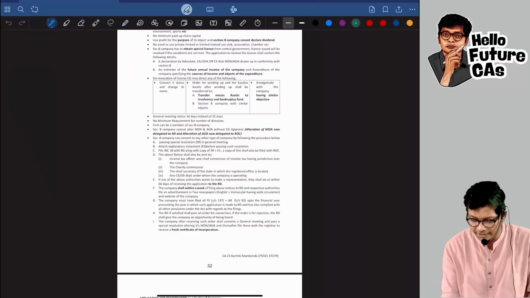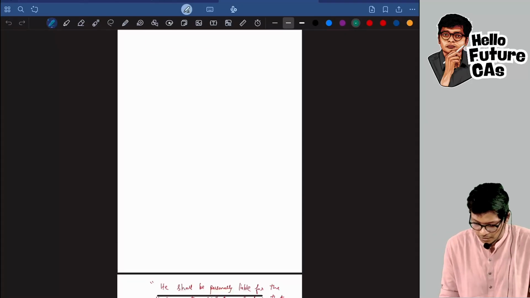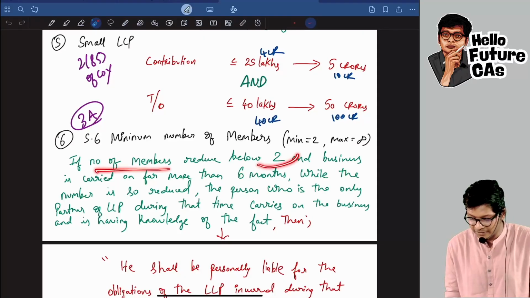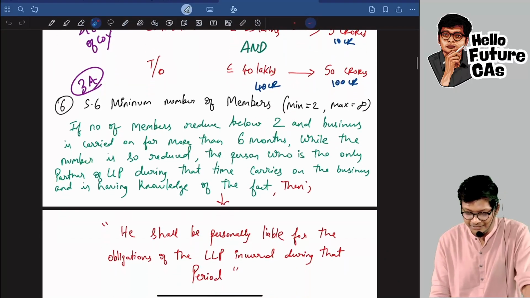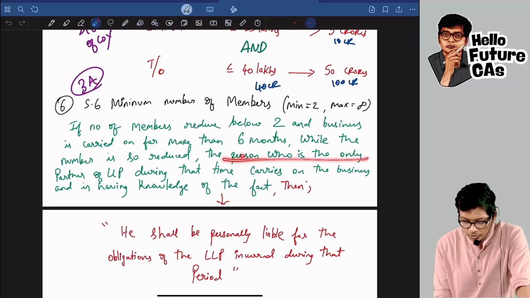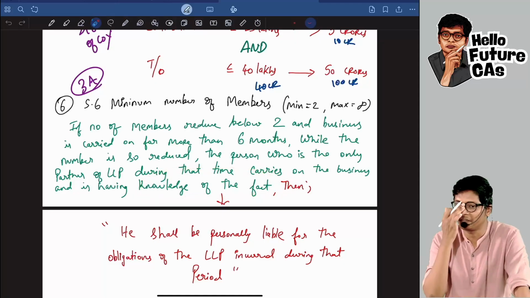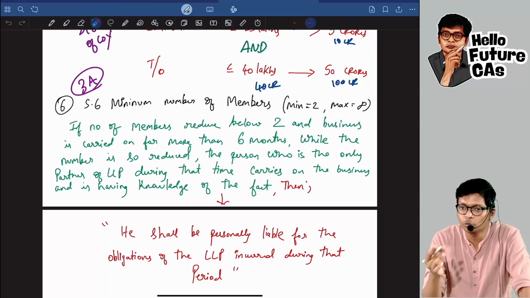That's it. So come back over here. LLP Act, what they're saying: if minimum number of members reduced below 2 and business carried on for more than 6 months, the person who is the only partner of LLP during that time carries on the business and is aware of the fact. Of course, he will be aware of the fact. If there are 2 partners, you don't know who the other partners are.